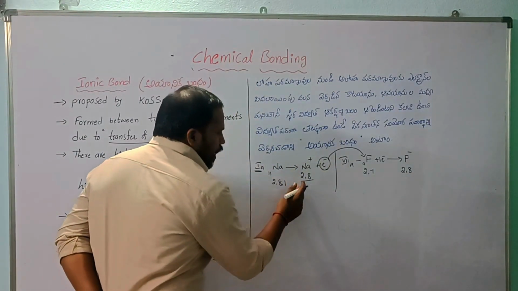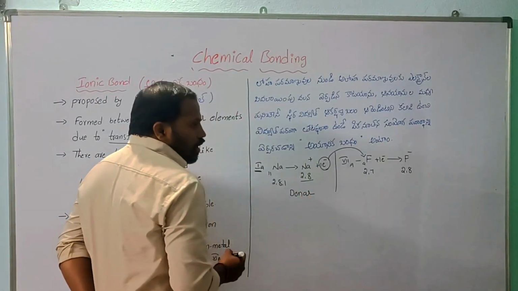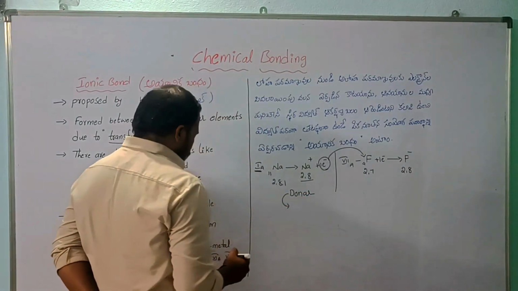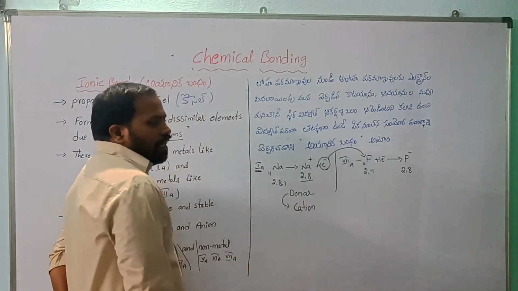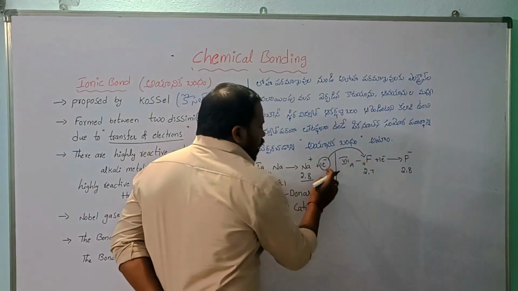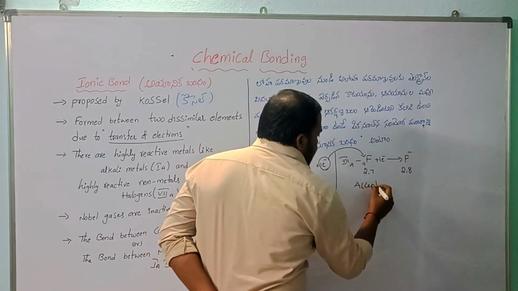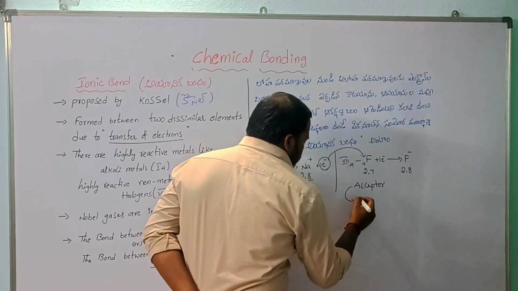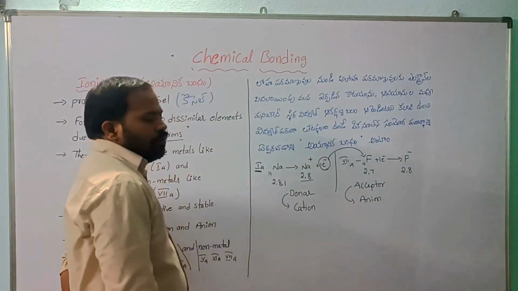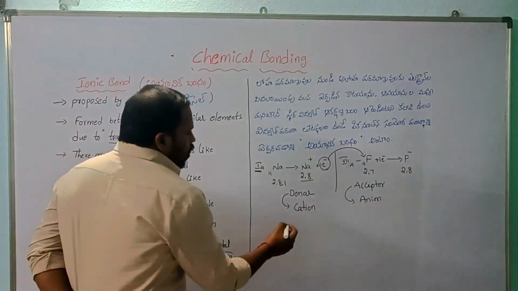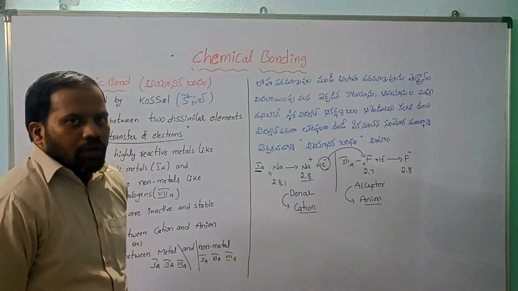So sodium is a donating atom. So this can be called a donor. All the donors can be named cations. Fluorine is gaining an electron, so this is the acceptor. All the acceptors can be named anions. So the bond between a cation and an anion is called an ionic bond.